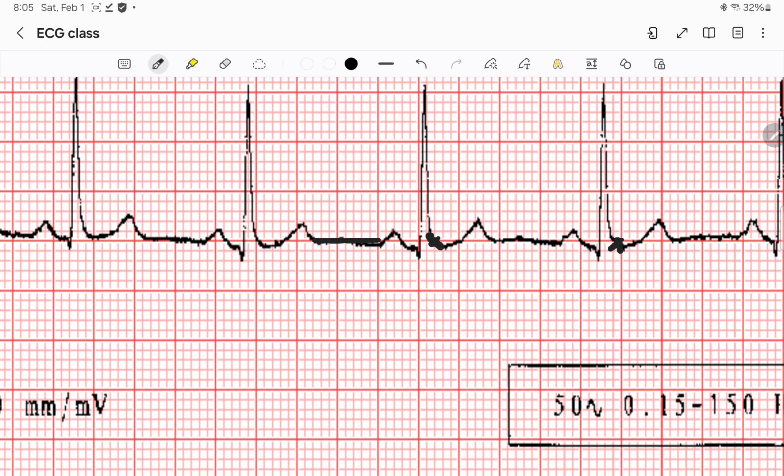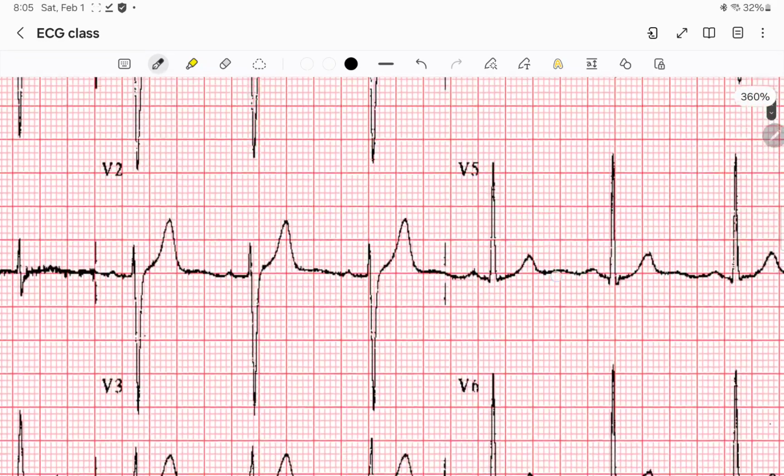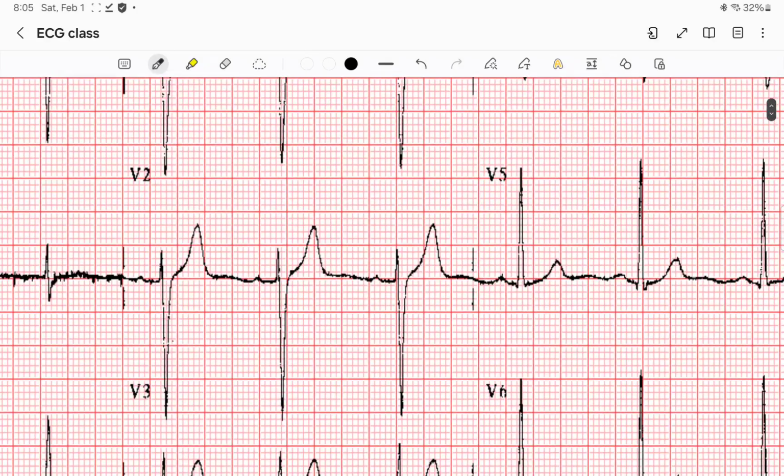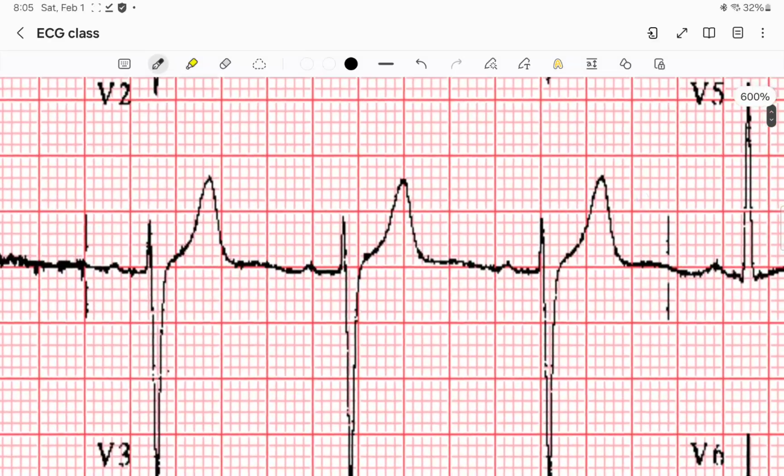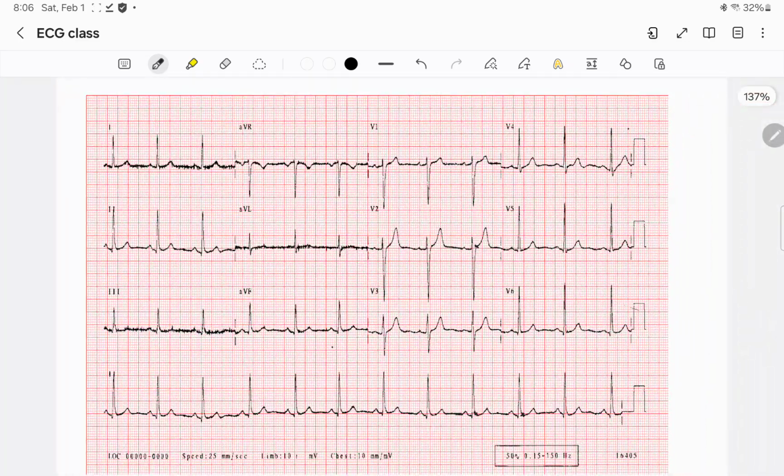Okay, so looking back at the precordial leads, we can see, so this is V2. The TP segment is downsloping a little bit, and this would be the J point. So there is very mild ST elevation at the J point, but it is in keeping with normal.